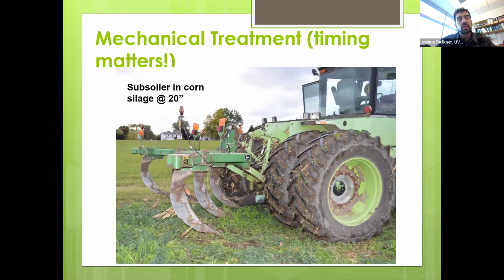And that's really the point at which you might start to get some benefit for compaction remediation, is when you see that fracturing occurring. Okay, so back to the research.